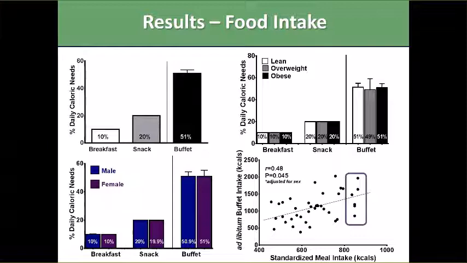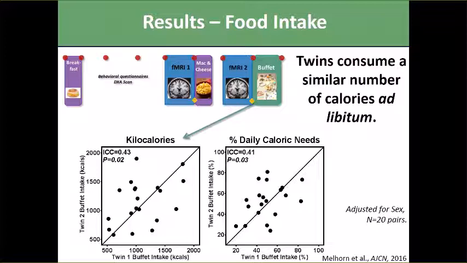And we did, again, find that there were significant intra-class correlations where twins were more similar to each other in the number of calories they chose at the buffet than to unrelated individuals. And the same was true if you looked at the percent of daily caloric needs. So let's take a look at the fMRI and see if this is happening at the level of the brain.